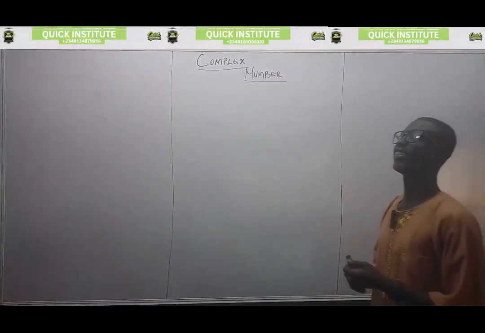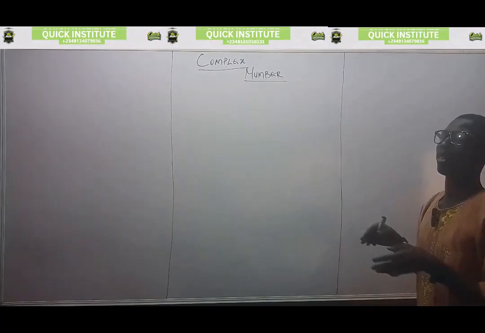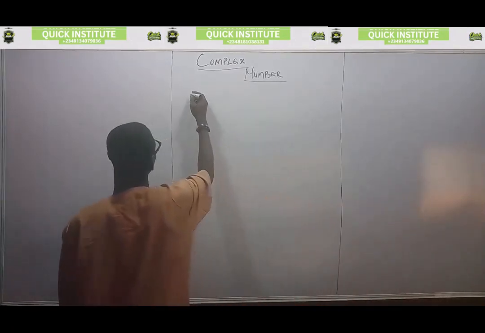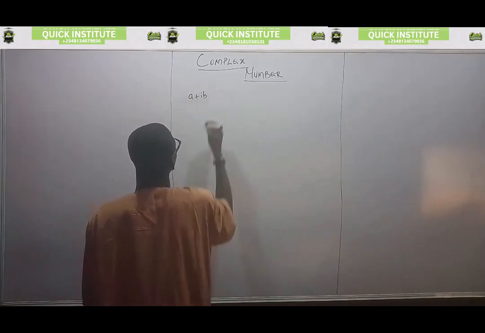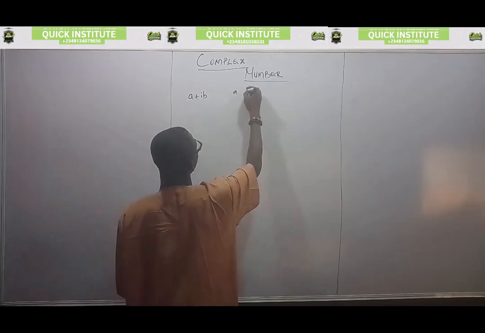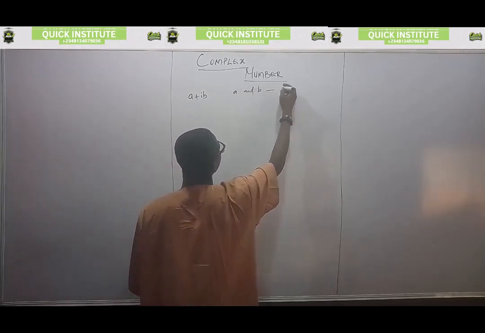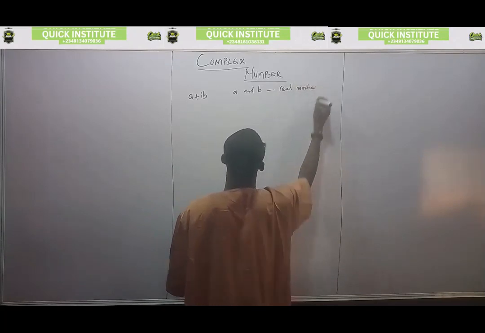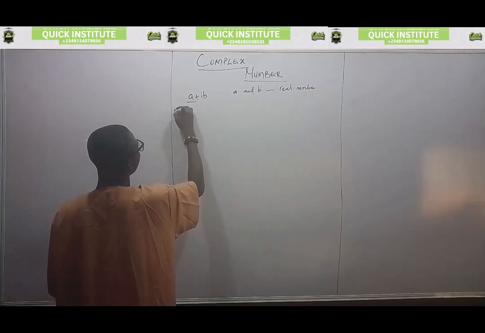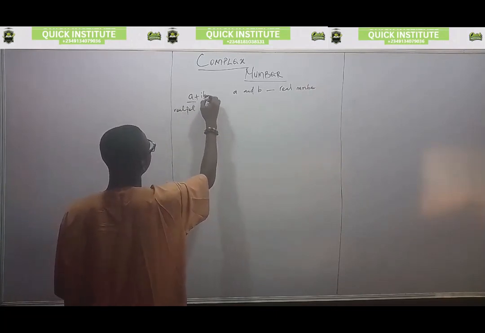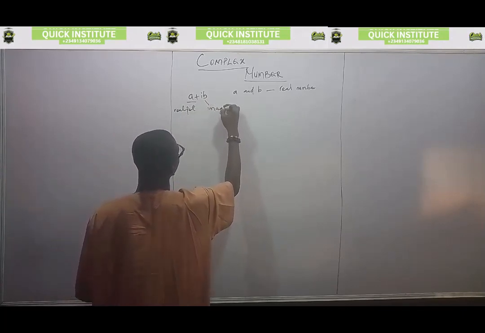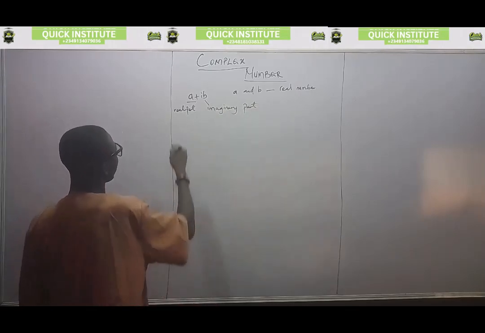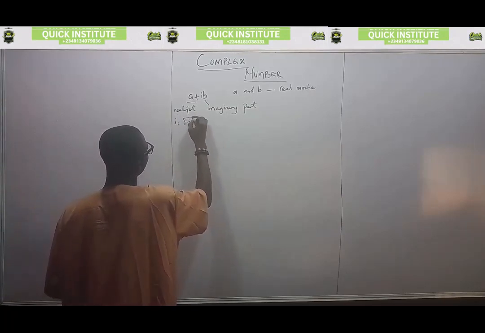Hello everyone. In today's class we will be dealing with complex numbers. When talking about complex numbers, it is in the form of A plus iB, where A and B are real numbers. Here is our real part, and here is our imaginary part. So i equals the square root of minus 1.